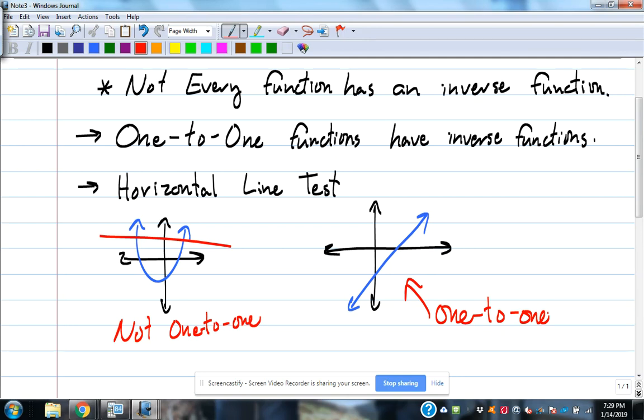So the horizontal line test determines if a graph is a one-to-one function. Got to pass the vertical line test to be a function. Horizontal line test to be a one-to-one function. And remember, one-to-one means 1x to 1y. No repeating x's to be a function. No repeating y's to be a one-to-one function.